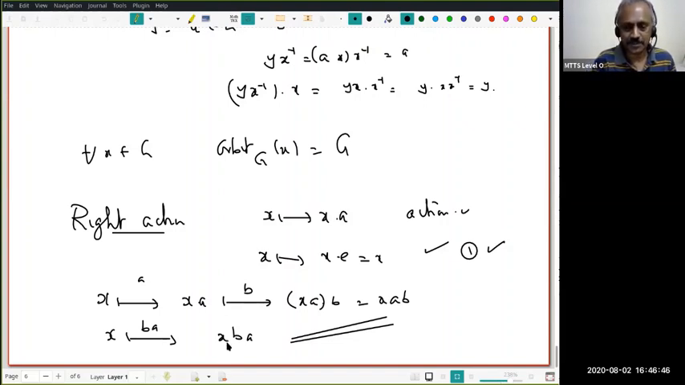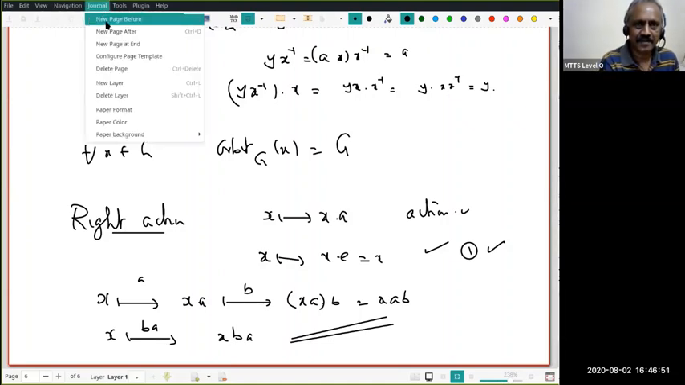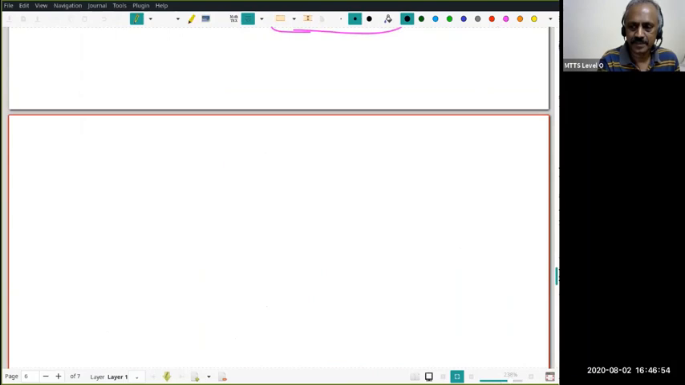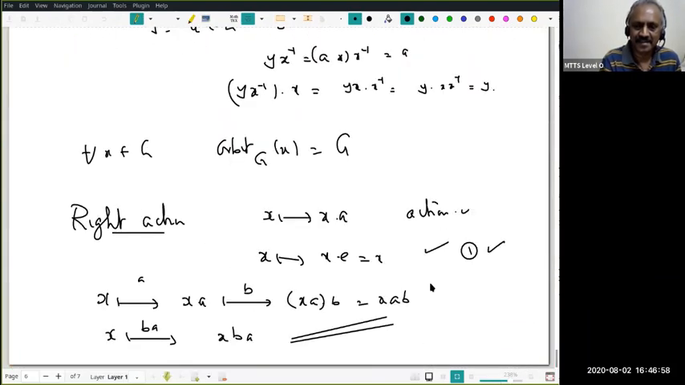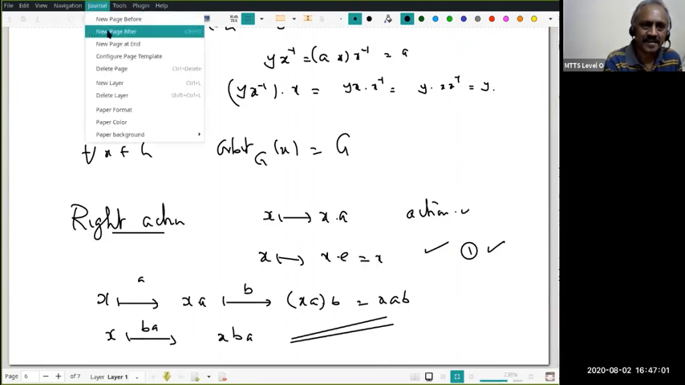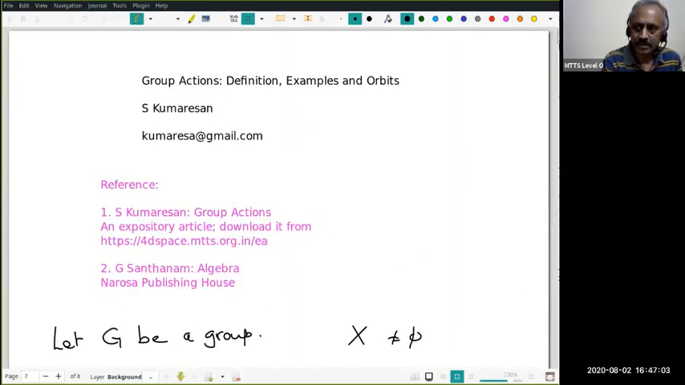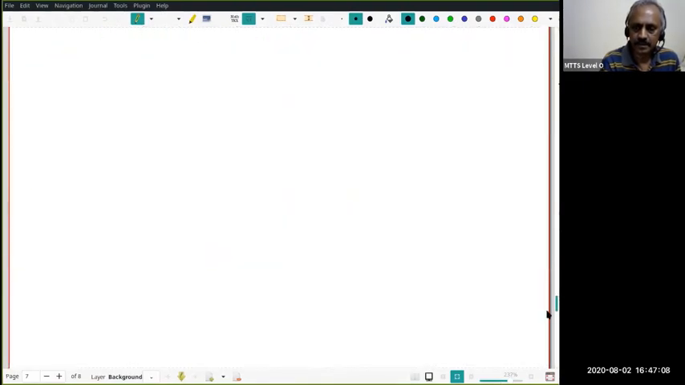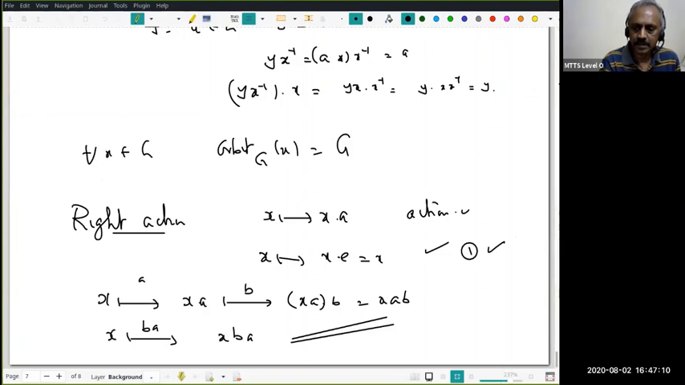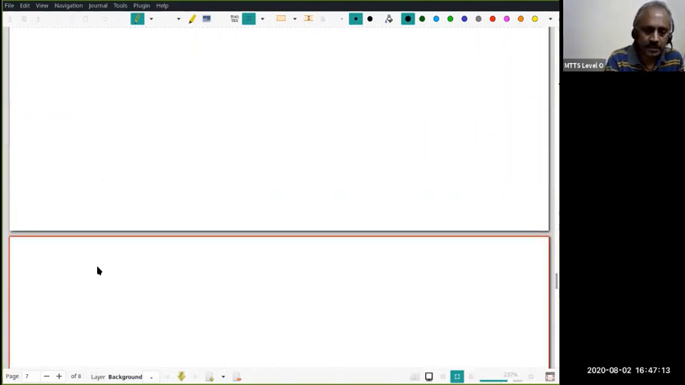Can you guess what I should do now? I should do this: I will define the right action to be x going to x A inverse under A. So under B, where will it go to?